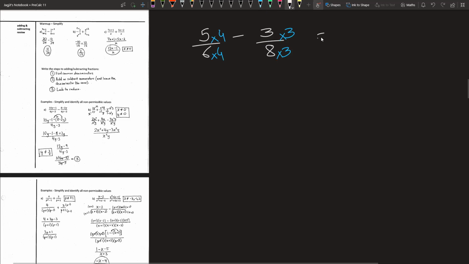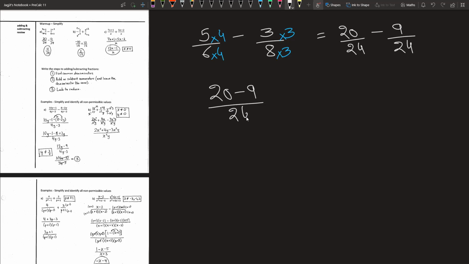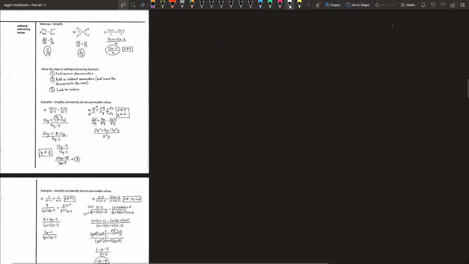So the top becomes 5 times 4, which is 20, over 24. And 3 times 3 is 9, over 24. Now we have the same denominator, so we can rewrite this as 20 minus 9 over 24. And 20 minus 9 is going to be 11 over 24. Quite simple, very basic. You must have learned this in younger grades. Okay, let's do a couple more examples in case you guys are rusty.